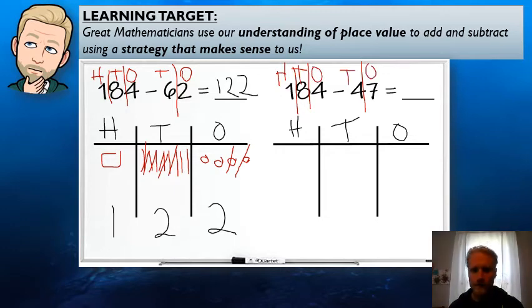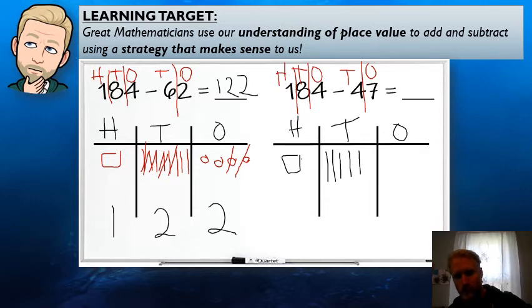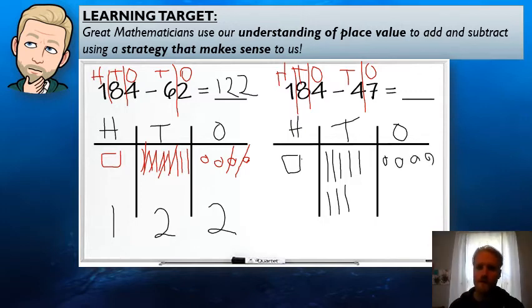So now it's time to represent. I'm going to draw 184. Remember, we're always starting with that larger number. So 100. 1, 2, 3, 4, 5, 6, 7, 8 tens, and 1, 2, 3, 4 ones. Okay, so now we're ready to take away 47.